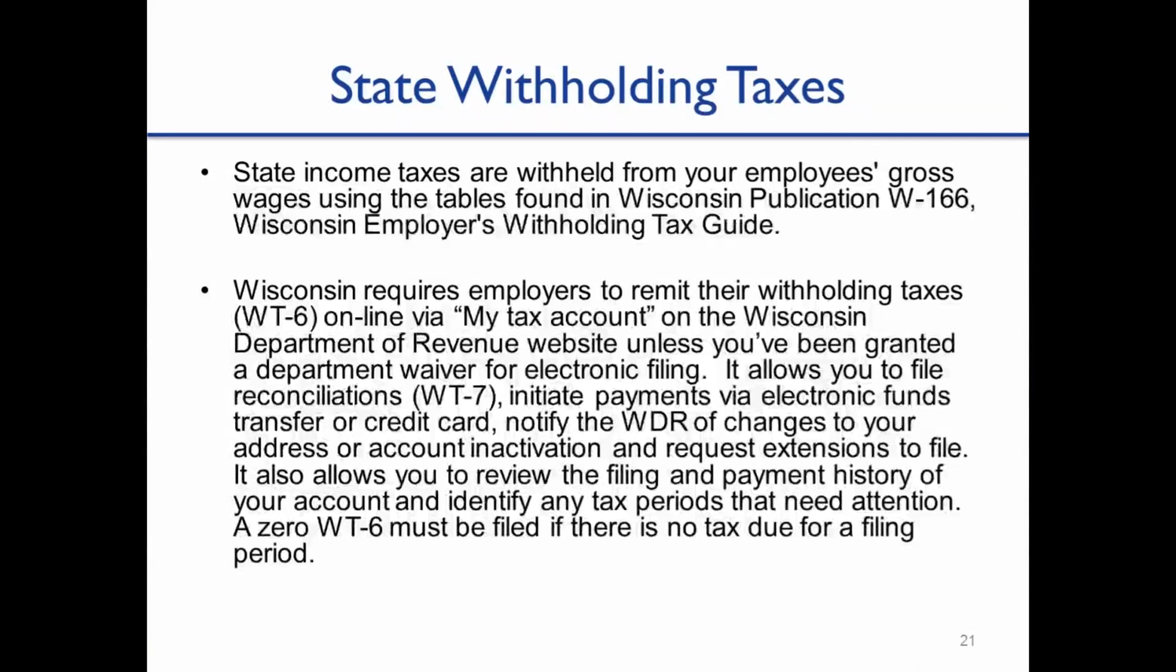State withholding taxes. Again, these are withheld from the employee wages. There's a Wisconsin publication and there's also a publication for Minnesota that kind of gives you the withholding tax guide information. Wisconsin requires you to remit your withholding taxes via My Tax Account, and then you file a reconciliation, which is the WT-7, at the end of each year. You will get a letter if your filing requirement changes, and Minnesota requires employers to remit their withholding taxes either semi-weekly or monthly, similar to Wisconsin.